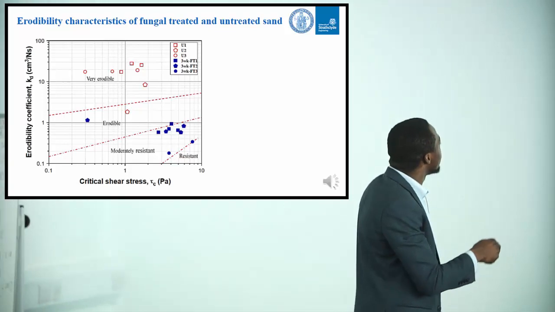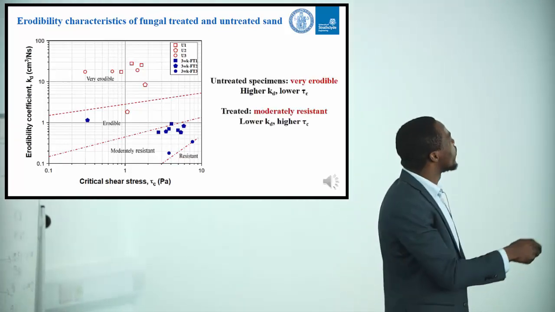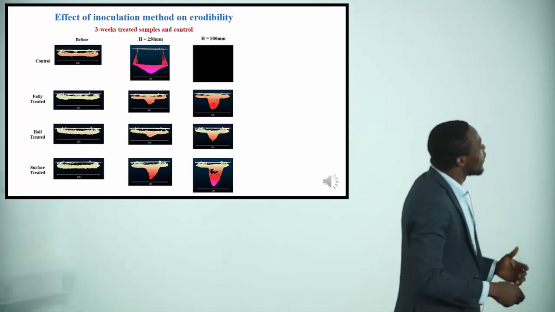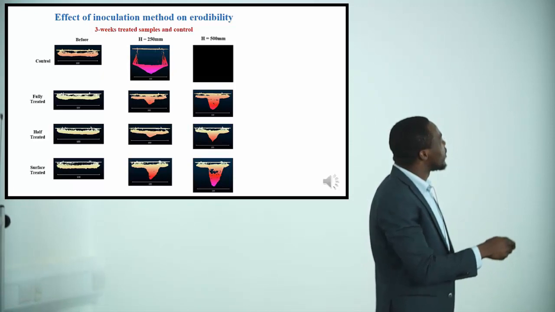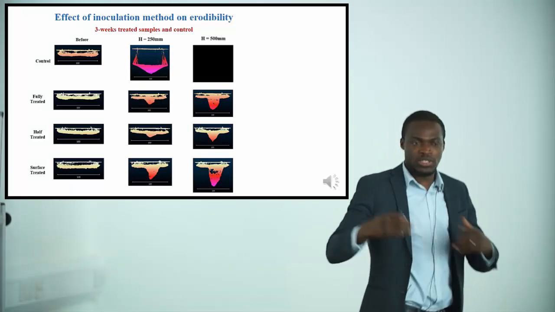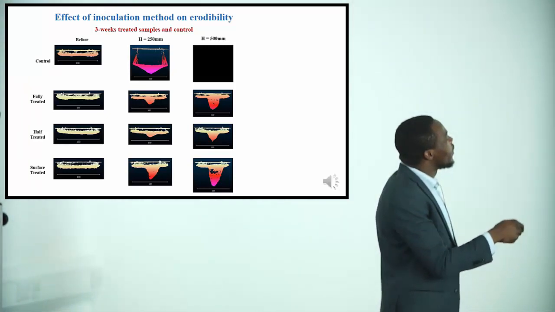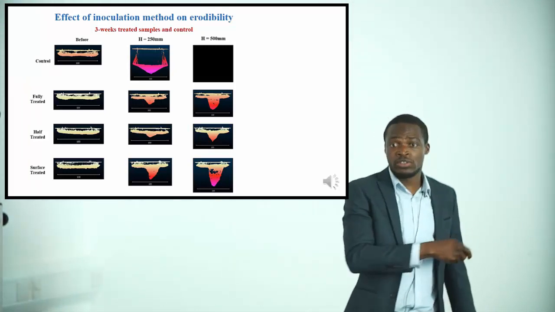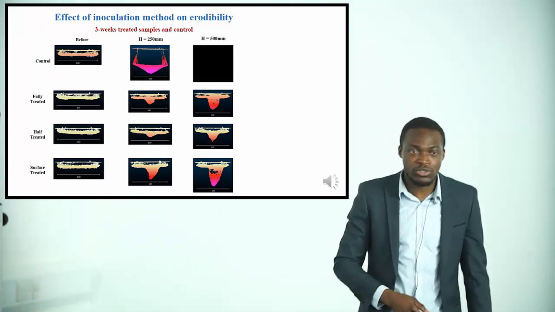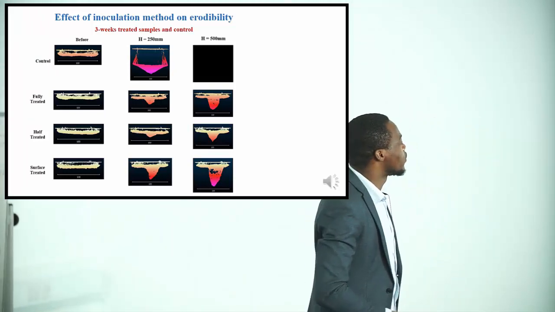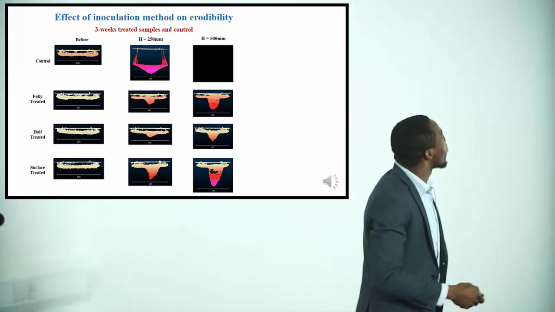And you also note that for this analysis, it's just the scour depth that is being used, so probably it's not showing a very significant difference, but if you look at the volumes, which we saw just now, you begin to see that. But if we put these bands of erosion classification based on literature upon this data, we see that the untreated soils fall into the very erodible range, and the treated soils have been able to get into the moderately erodible range due to the fungal treatment, with lower KD and higher TC.